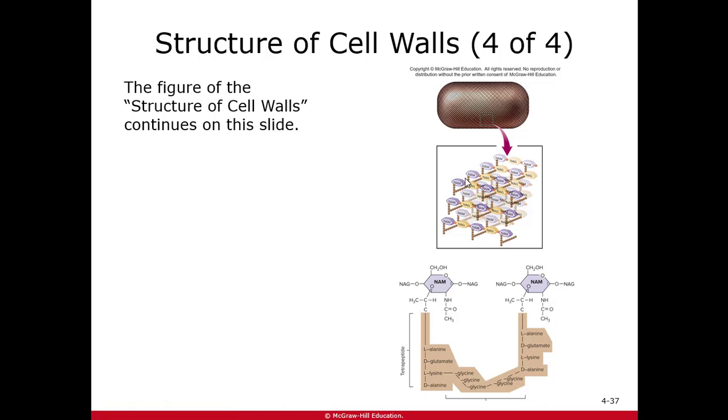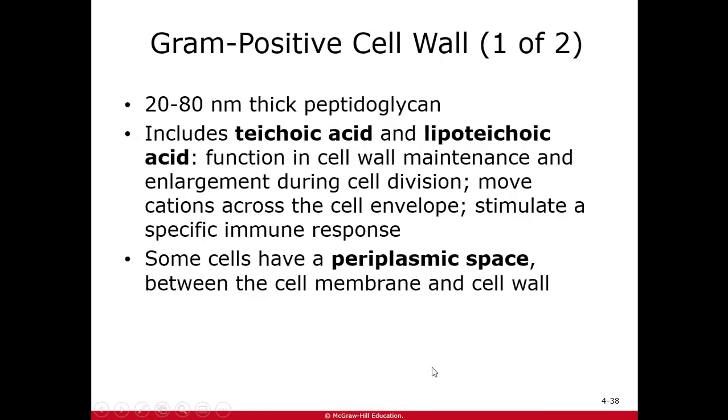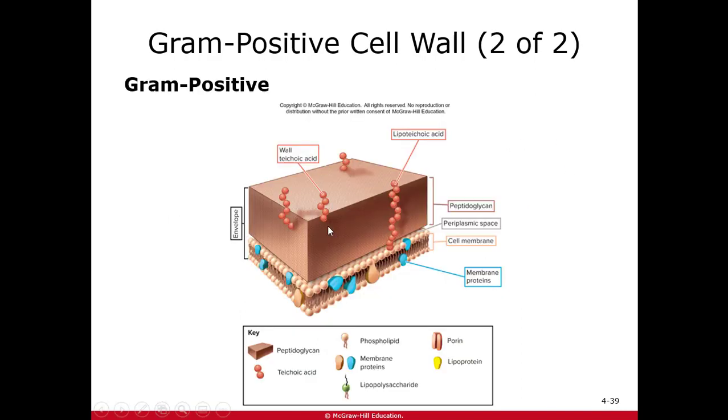Now, some bacteria also have another structure found in their cell wall. It's called teichoic acid. It helps anchor that thick cell wall to the cell membrane below it. It can help stimulate some immune system response, but it's just teichoic acid. It helps maintain that cell wall, especially when these cells are constantly dividing. This is just to show there's that really thick cell wall and that phospholipid bilayer below it. And here's that teichoic acid that can anchor the two together.